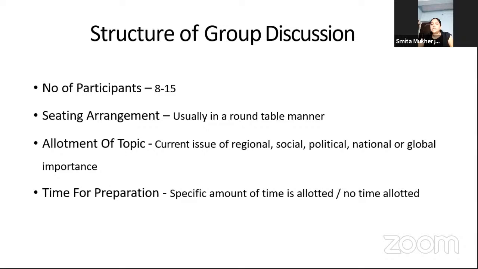It could be based on political aspects, or national or global importance. So these are the areas from which generally you get a topic. Now, it's totally your luck whether you know about the topic or you don't.